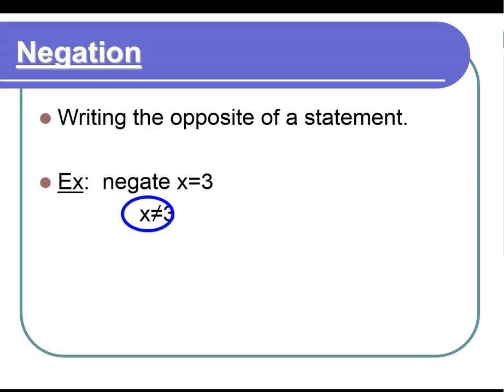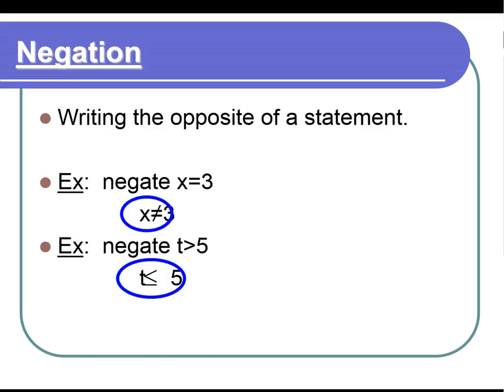So there's the negation of x equals 3: x does not equal 3. That is, by the way, a real math symbol. Not equal to is an important math symbol, right? Negate t is greater than 5. Okay, what would that mean though? If it's not greater than 5, what's another way of saying it? Less than or equal to 5. Yeah, if it's not greater than 5, then it must either be 5 or less than 5. Very good. So negation just makes something not true, essentially including the word not.